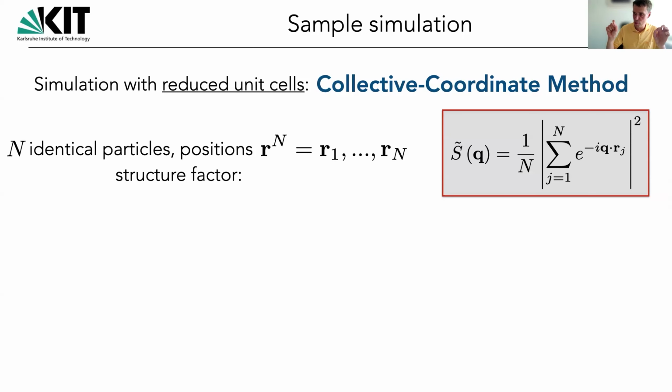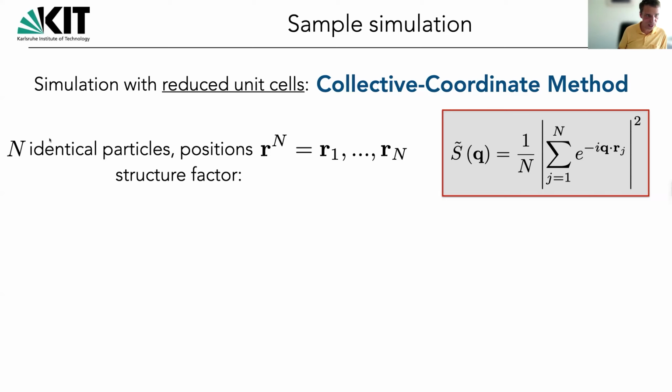Because in the collective coordinate method, we're going to consider small supercells, but we tweak the spatial location of the individual disks in each unit cell in such a way that the structure factor of the small supercells is in very good agreement with the structure factor of the large supercells. And this is going to be the key for a very efficient simulation of these large disordered samples, even though we have been taking into account only rather small supercells in our simulation.